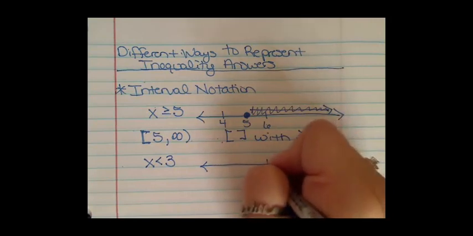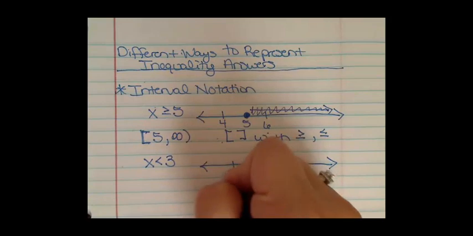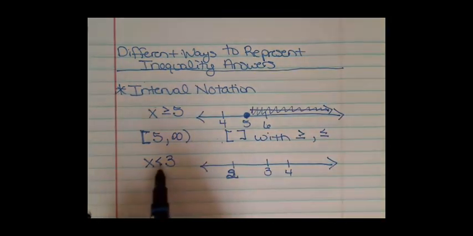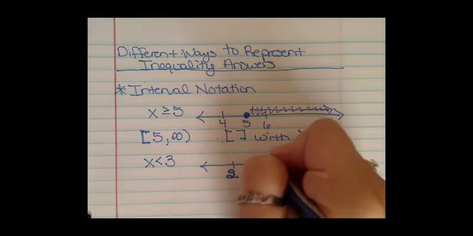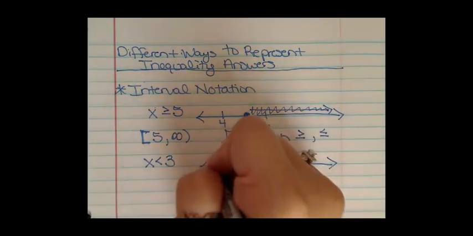Whoops, that's a 2, not a 5. Okay, so this time it's just x is less than 3. So this 3 is not included, so you're going to have an open circle at the 3 because you're not including the 3, and then it needs to be less than. So are we going to go to the left or the right of the 3 to get less than? We're going to go to the left. So that means everything over here would be shaded.